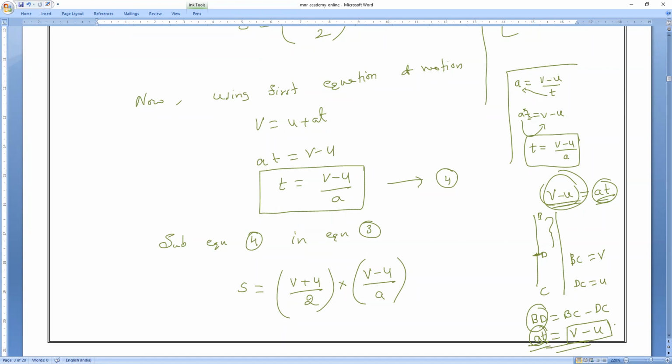Do it. Clear? Did you understand? I'll say the correct one in the offline class. What, Lingesh? Sir, AT means acceleration into time. Yes, that's right.